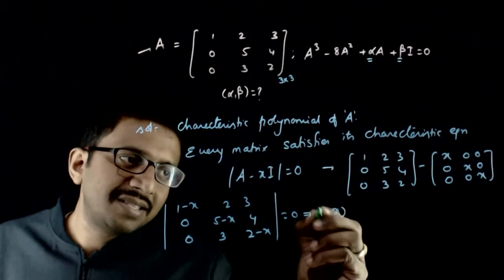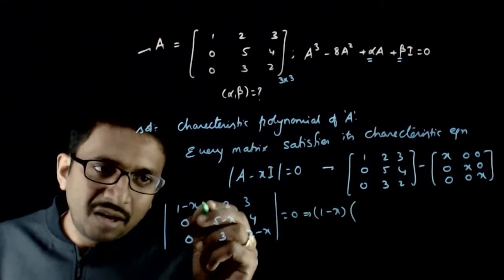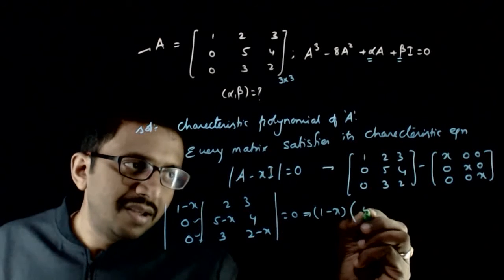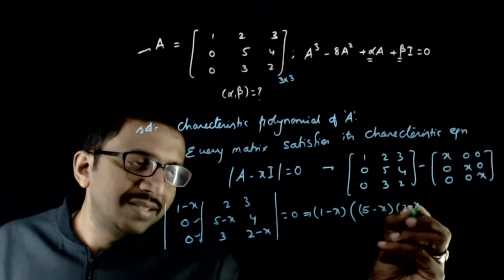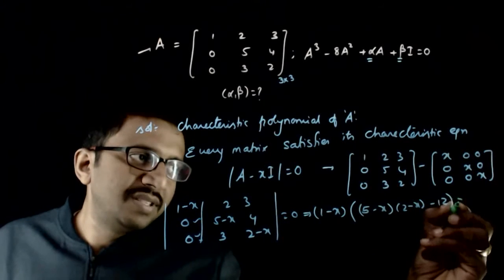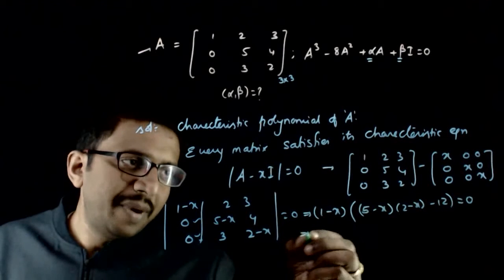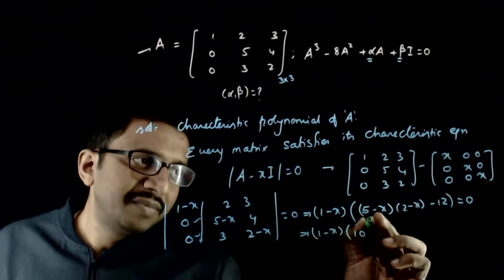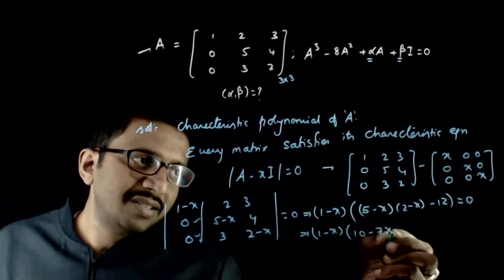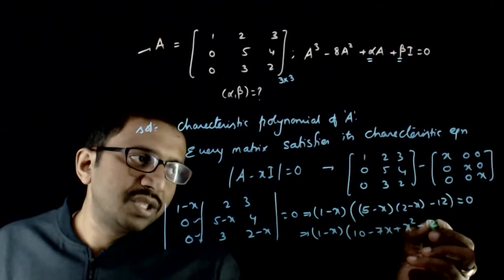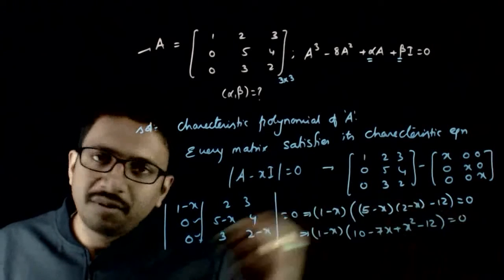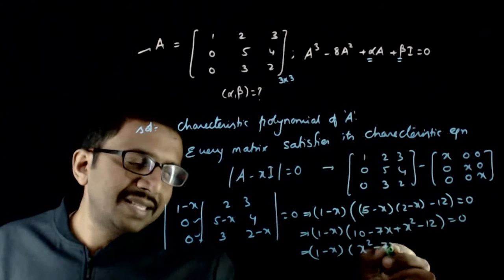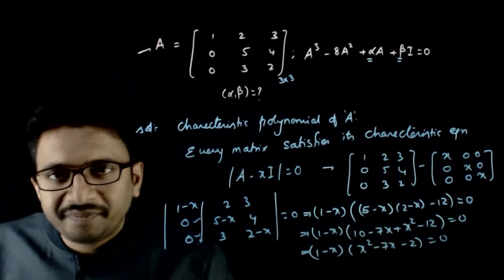So let us expand this. It is very straightforward. One of the columns has 2 zeros, so I just need to expand it using this. So 1 minus x times (5 minus x)(2 minus x) minus 12 is equal to 0. If you multiply this, you get 10 minus 2x minus 5x, that is minus 7x, plus x square minus 12 is equal to 0. That is 1 minus x times x square minus 7x minus 2 is equal to 0.